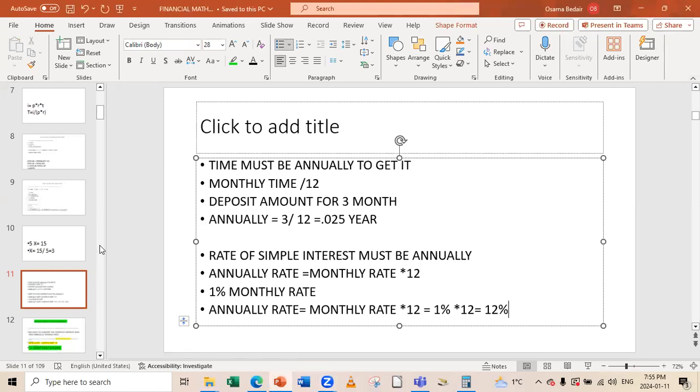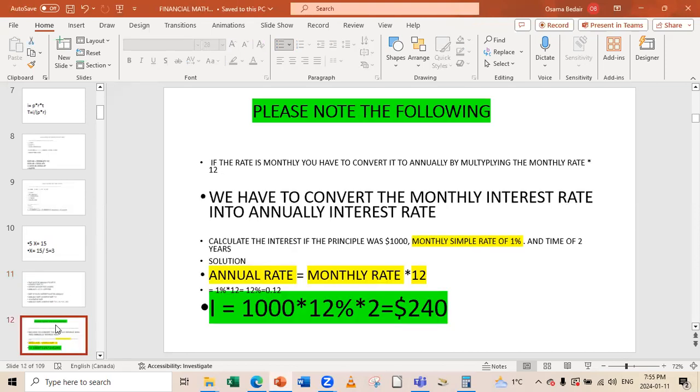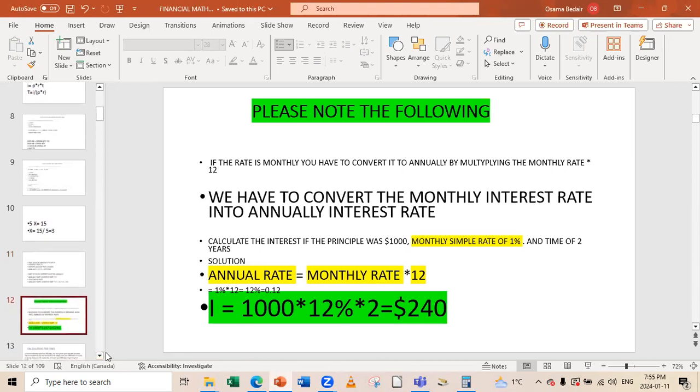In the first two parts, I talked about simple interest, how to calculate it, and how we have four different variables: the interest, the principal, the rate, and the time. And we work accordingly based on this. I showed you some examples of how to calculate the interest.